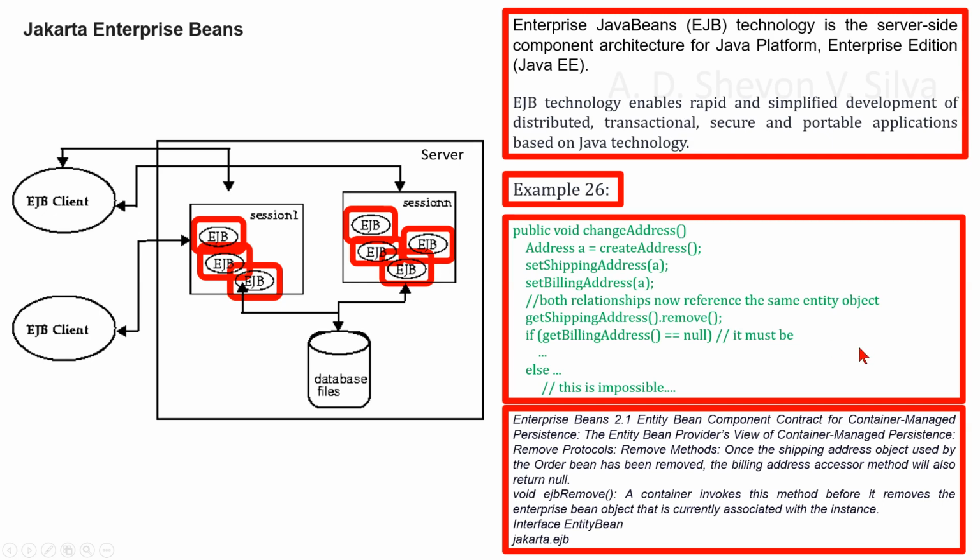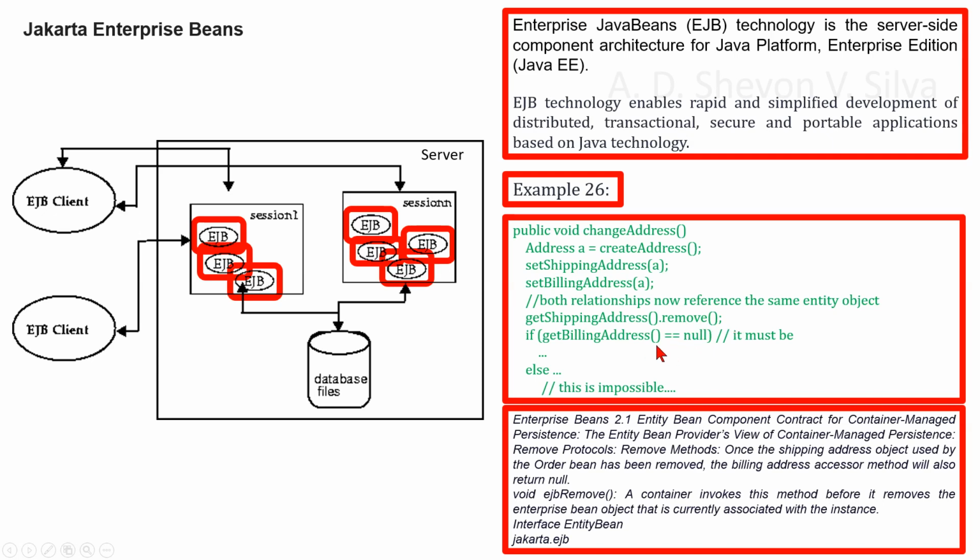More than one relationship may affect the removal of an entity object, as in the following example. Once the shipping address object used by the order bean has been removed, the billing address accessor method will also return null.